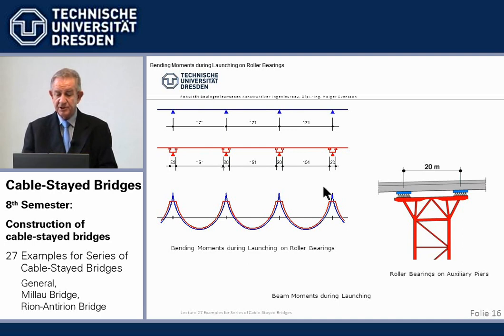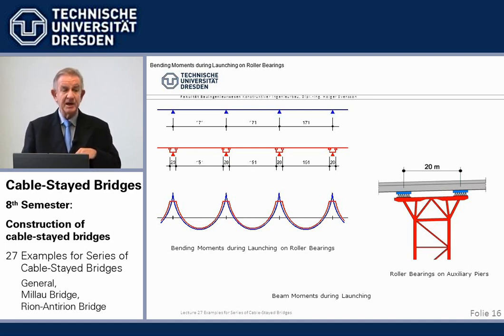Then he said we use on each final or auxiliary pier 2 rows of bearings with a distance of 20 meters. Well, I mean, 171 meters to 151 meters doesn't sound much. But we all know the moments go in squared. So if we take the ratio of the squares, we come to 78%. We reduce the moments during launching by 22%.